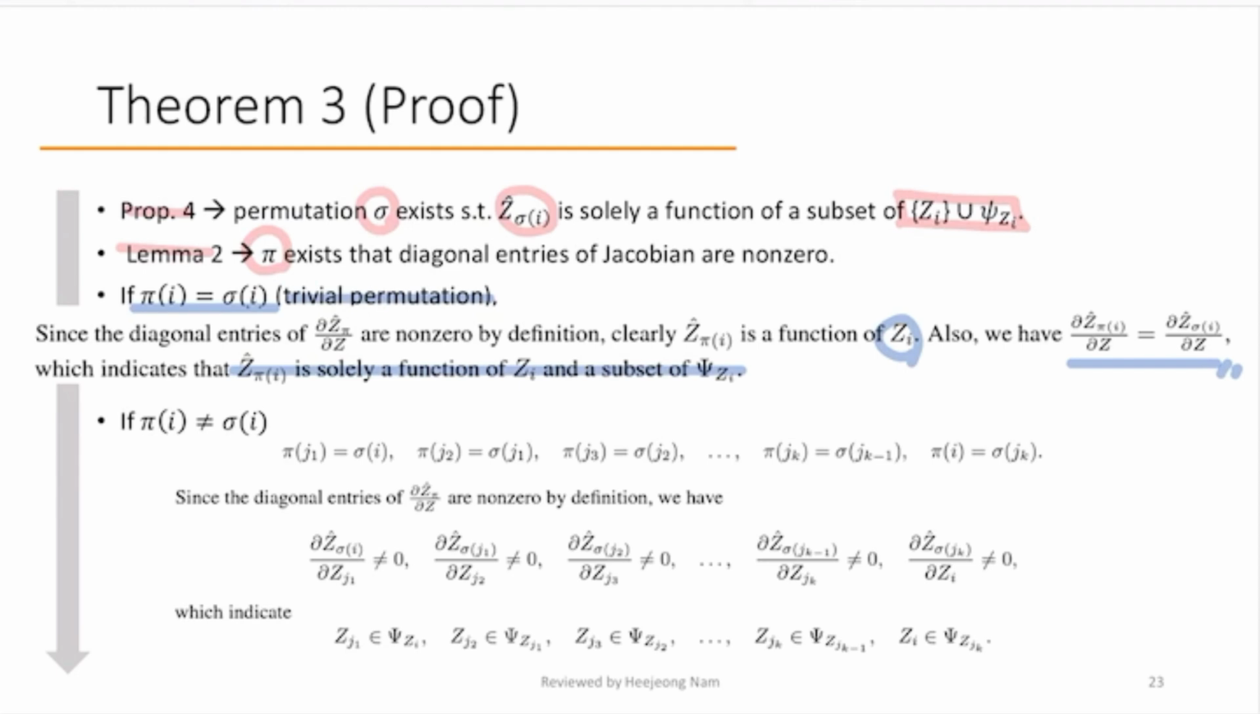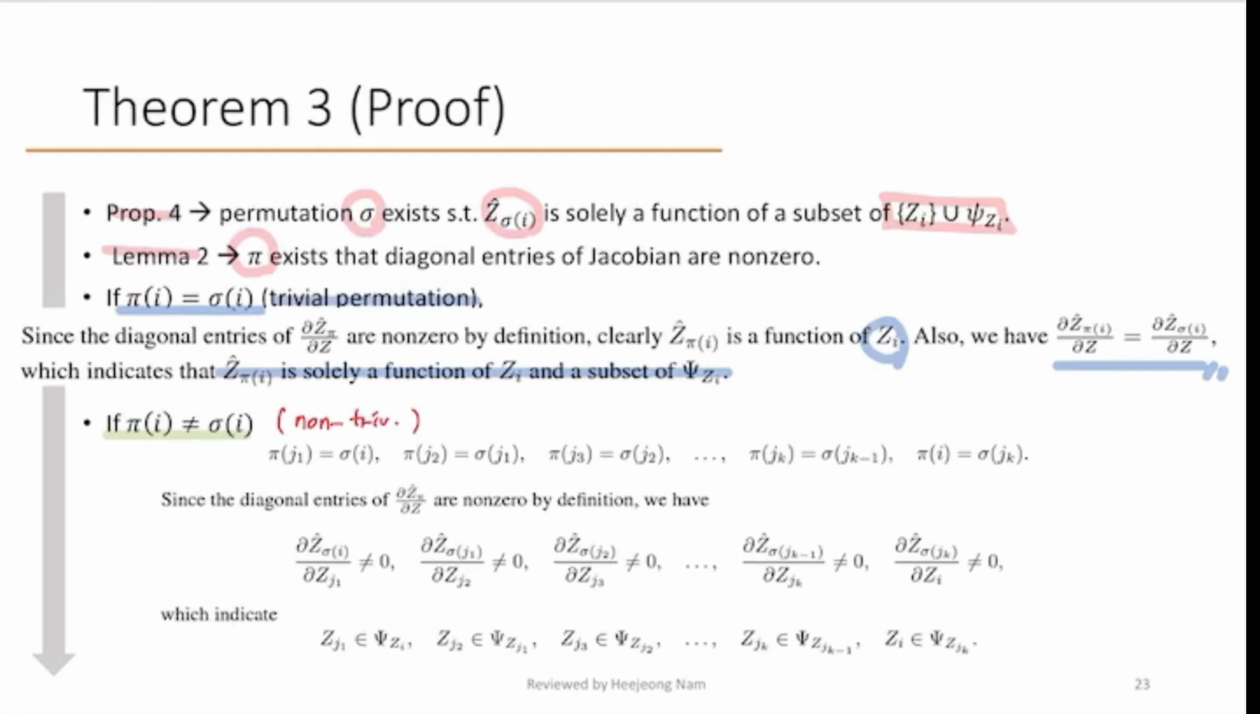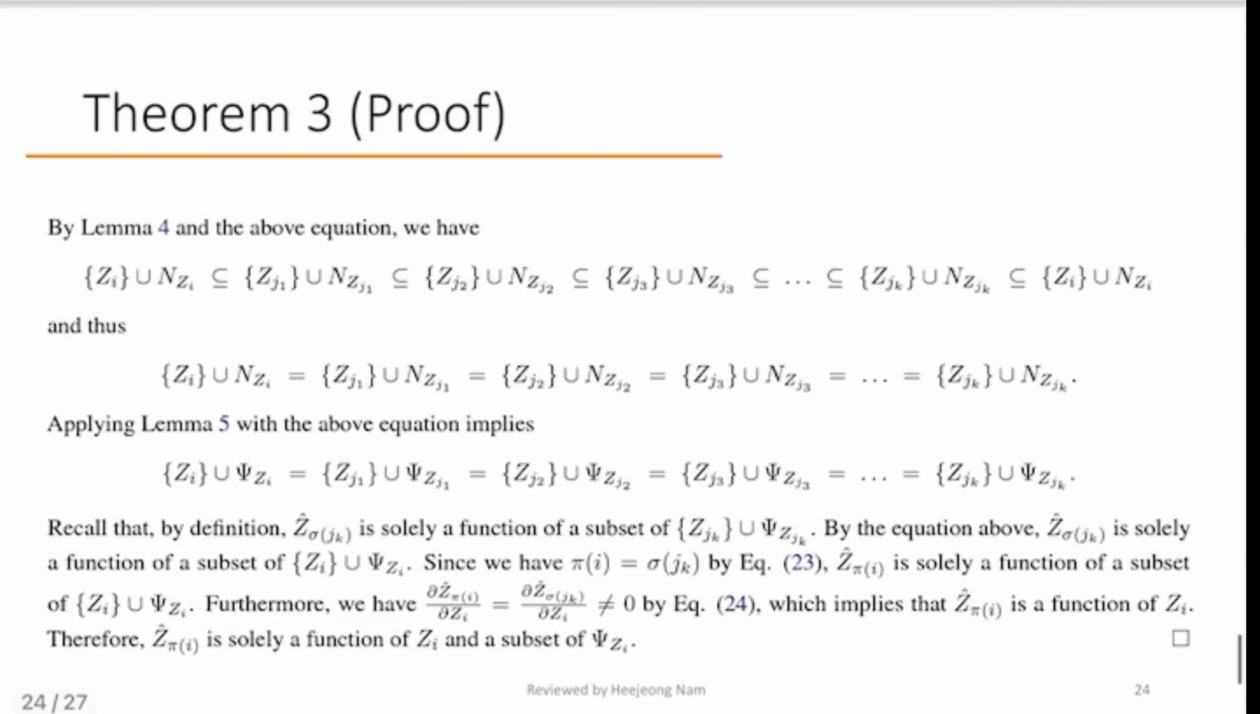And the second case is a non-trivial permutation, which means that pi i is not equal to sigma i. In this case, by using lemma 4 and lemma 5, z sigma jk hat is solely a function of the union of zi and the immediate neighbors of zi. And since we have pi i is equal to sigma jk, z pi i hat is solely a function of a subset of the union of zi and the immediate neighbors of zi. And furthermore, we show that z pi i hat is a function of zi. Therefore, z pi i hat is solely a function of zi and a subset of the immediate neighbors of zi.